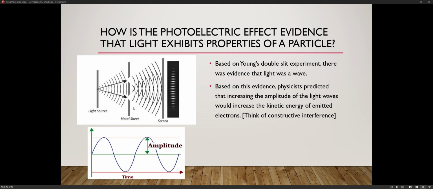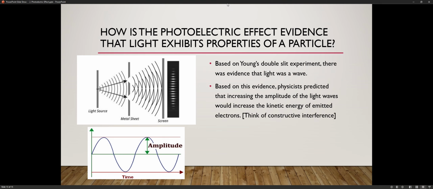Now, you can't really explain why light exhibits properties of a particle without explaining what the photoelectric effect is. Based on Young's double slit experiment, there was evidence that light was a wave. We saw the diffraction pattern, so light definitely exhibited properties of a wave. Based on this evidence, physicists predicted that increasing the amplitude of light waves would increase the kinetic energy of the emitted electrons. Think of constructive interference: if you keep stacking light, you're raising the amplitude and increasing energy.